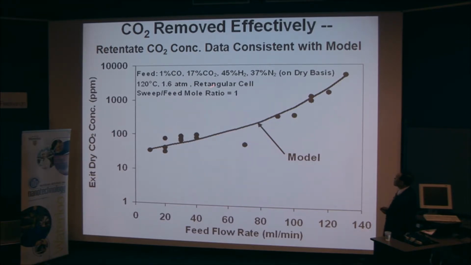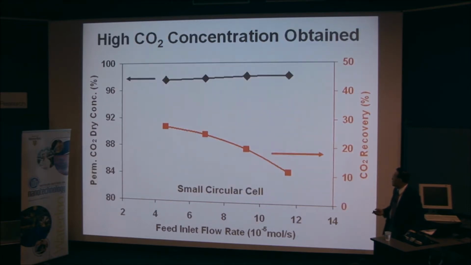Okay, we also try to remove the carbon dioxide. We're able to remove 17% of carbon dioxide. We're able to get down to about 30 ppm of carbon dioxide in the syngas. Essentially, we can remove almost all the carbon dioxide.